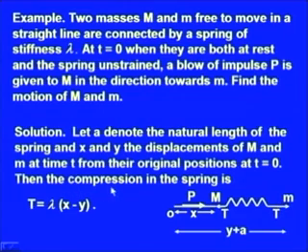Now, by Hooke's law, it follows that the compression in the spring will be given by T equal to lambda times x minus y, because lambda is the stiffness of the spring and x minus y gives us the compression. So, this will be the compression in the spring.